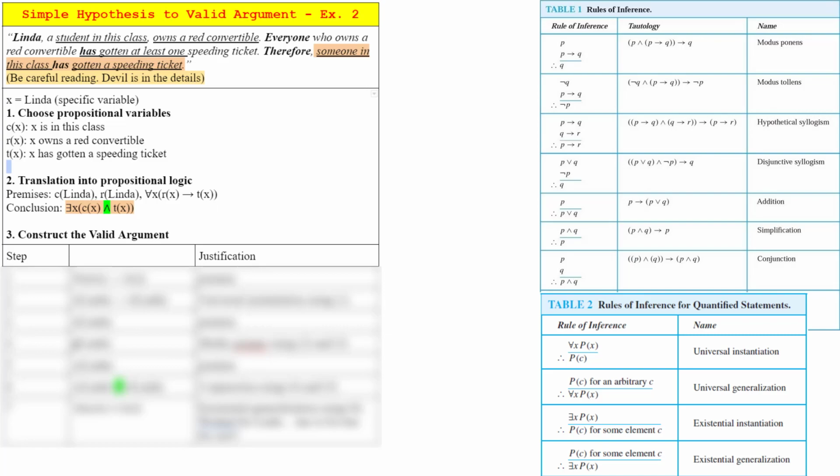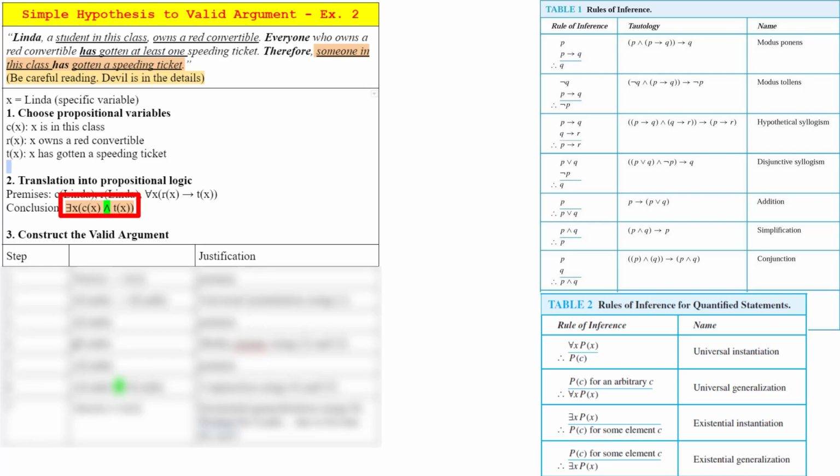Now you're given your propositional variables of C, R, and T. Go read them real quick. The T is the ticket, of course. And then we're going to be given the translation. We have the premise that Linda is a person in the class, that Linda owns a red Corvette, and then we're going to check to see if for all X, somebody that owns a red Corvette has been given a speeding ticket. So our overall conclusion is going to be that there exists somebody that's in this class and has been given a speeding ticket.